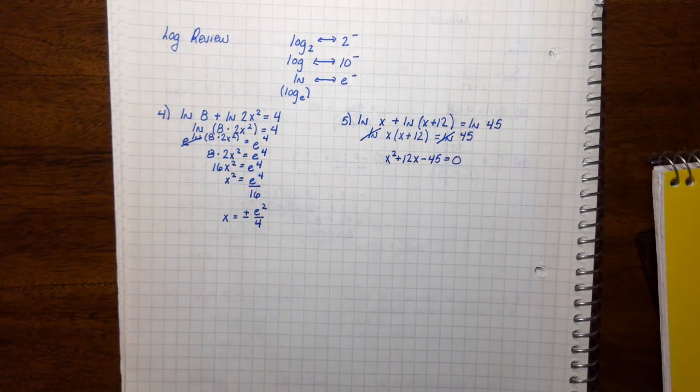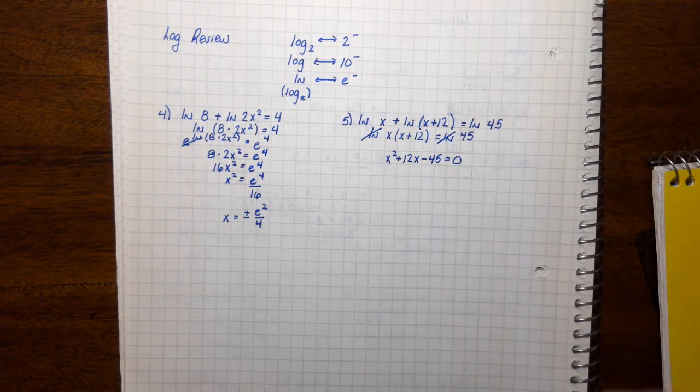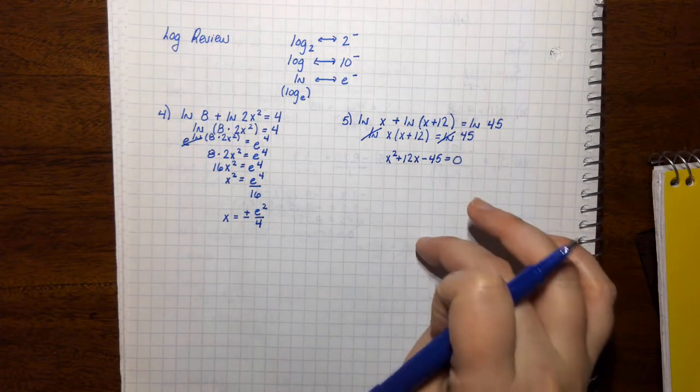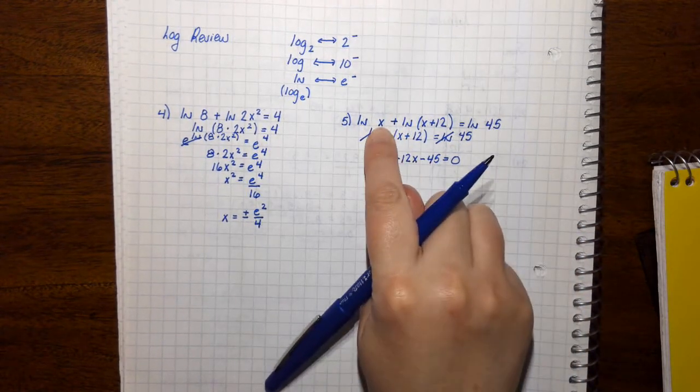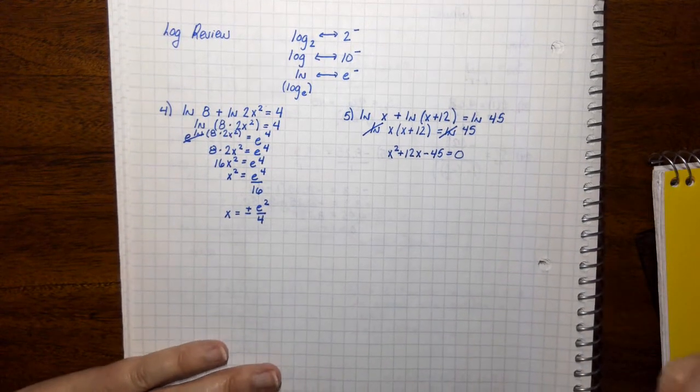And you can do the box for this or the quadratic formula, and make sure that the answers you get at the end will work. So if you get negatives at the end, they will not work, because when you plug them back in here, you can't have natural log of a negative.